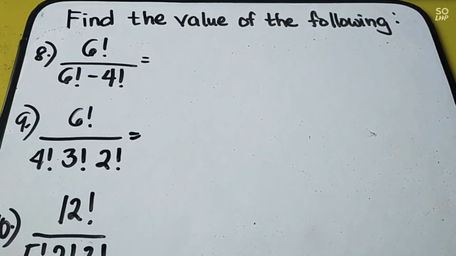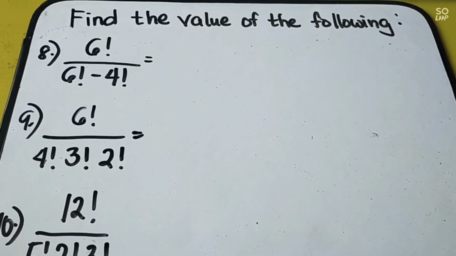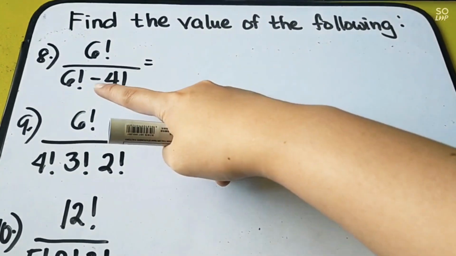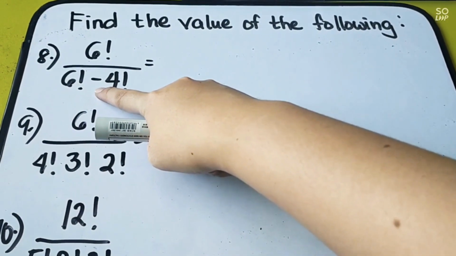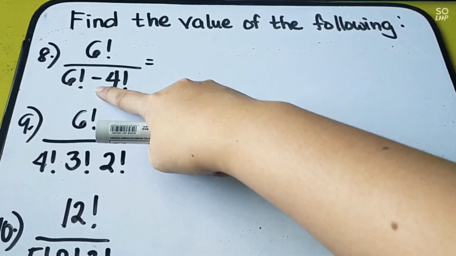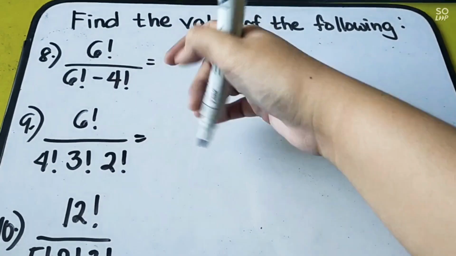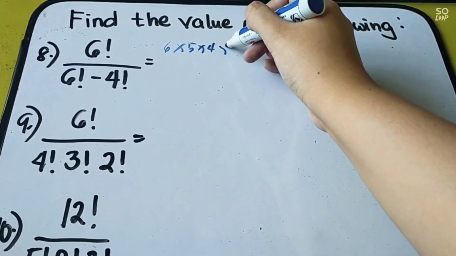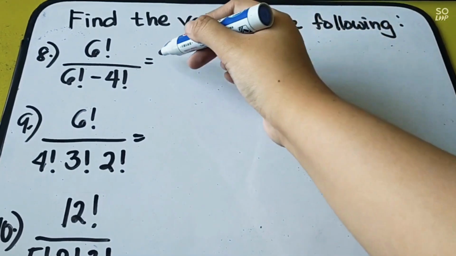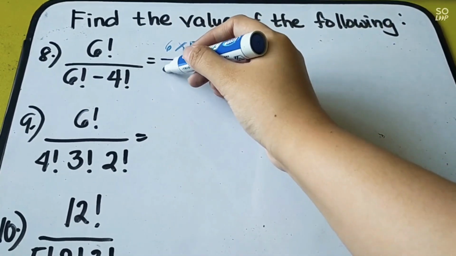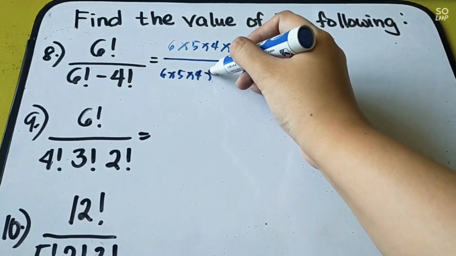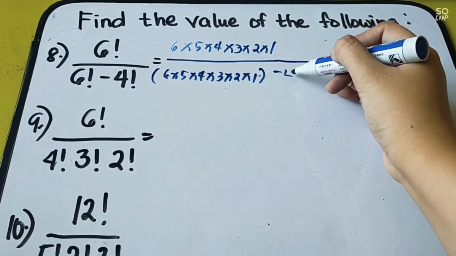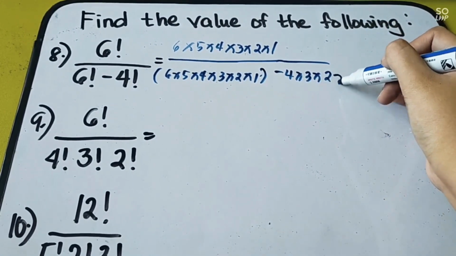Example number 8. We have 6 factorial divided by 6 factorial minus 4 factorial. If we have this one, hindi tayo pwede mag-cancellation. Bakit? Because we have here subtraction. Okay? So, not multiplication. If this one is multiplication, pwede tayo mag-cancellation. So, let us simplify. 6 factorial meaning 6 times 5 times 4 times 3 times 2 times 1. Then, over 6 factorial again, meaning 6 times 5 times 4 times 3 times 2 times 1. Then, minus 4 times 3 times 2 times 1.